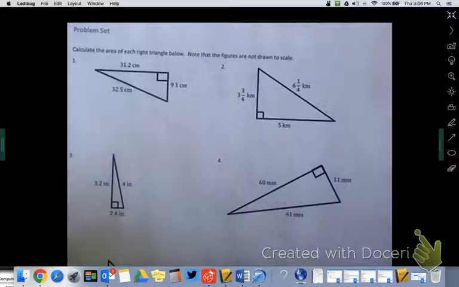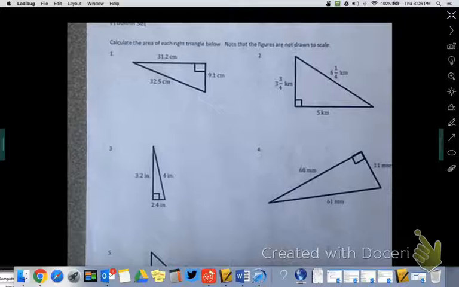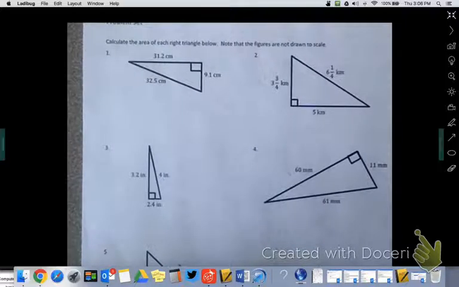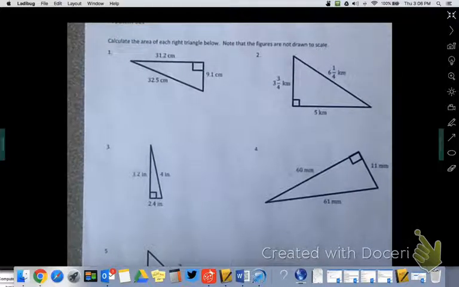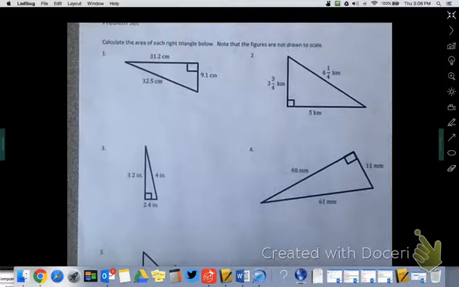Go ahead and turn your worksheet over, and this is where you're going to do some practice on your own. I want you to pause the video, solve number 1, and then resume the video and see how you did. Remember, your work should look exactly like mine. Go ahead and pause it and try number 1.